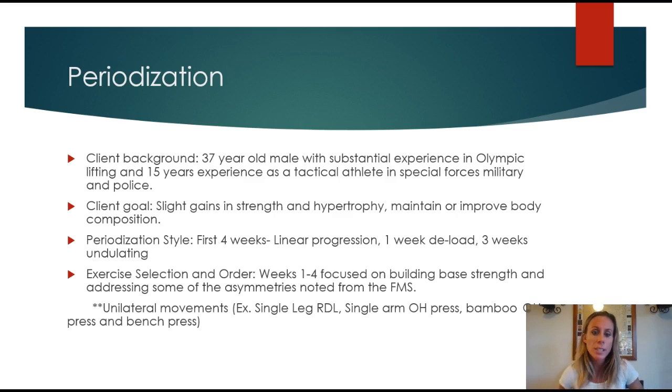The exercise selection and order, like I said, was base building strength and addressing some of the asymmetries noted from the FMS. So in that first 4 weeks especially, I put in exercises like the single leg RDLs and the single arm overhead press, really focusing on the asymmetries I saw. Before you ask someone to throw a barbell overhead, build out with dumbbells, having them work out some of those asymmetries, getting that midline switched on.